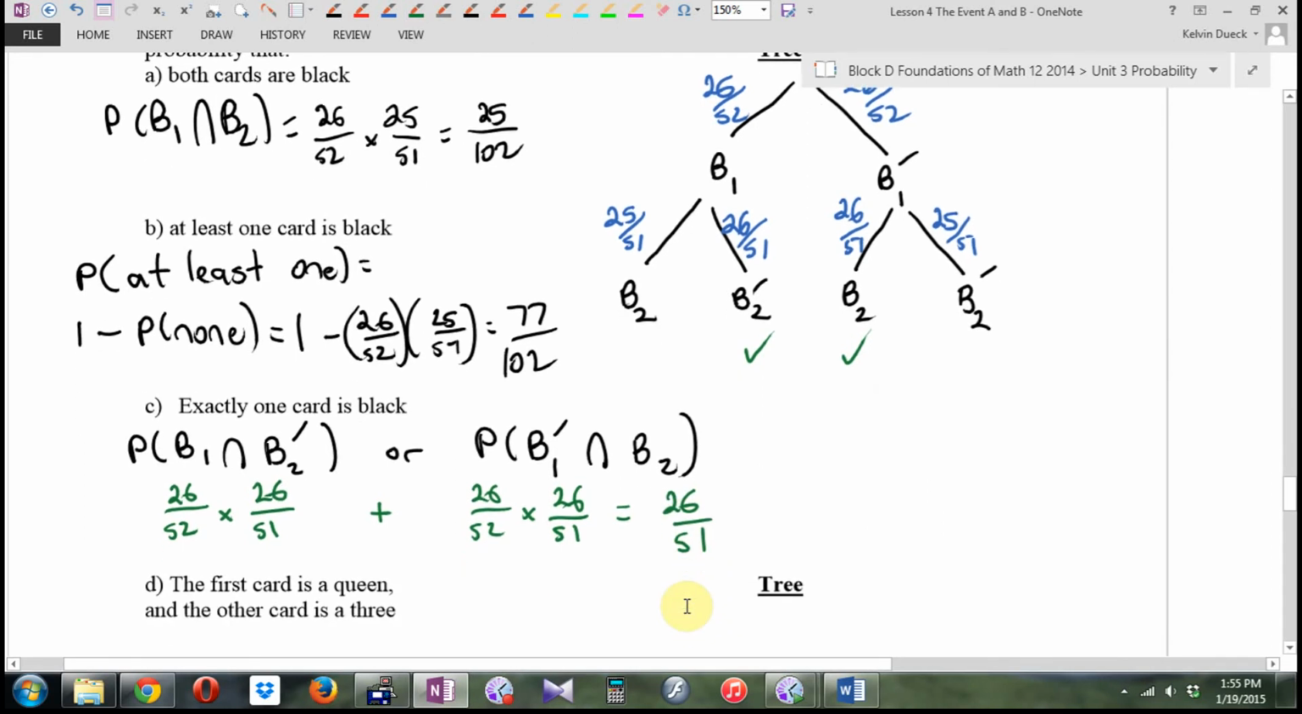Back to my question. D, can I use exactly the same tree for D? Nope. But how many cards are we picking in D?